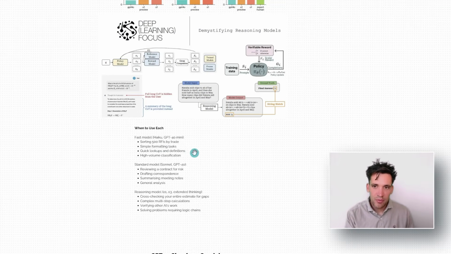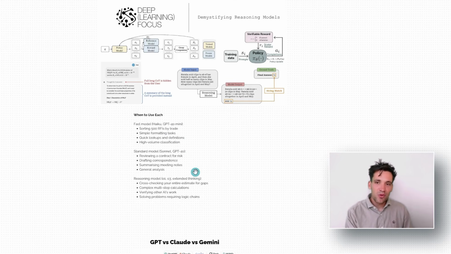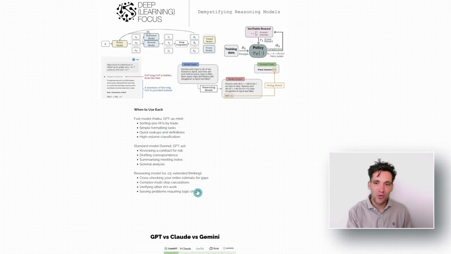Okay, so here are some examples of when I would use each of these. If you were to sort through 500 RFIs, simple formatting tasks, so basically you're taking text in one format, putting it in another, quick lookups and definitions, high volume classification, you should just use a fast model. Standard models would be things like reviewing a contract for risk, drafting correspondence, summarizing meeting notes, generating some sort of analysis. You could use a standard model.